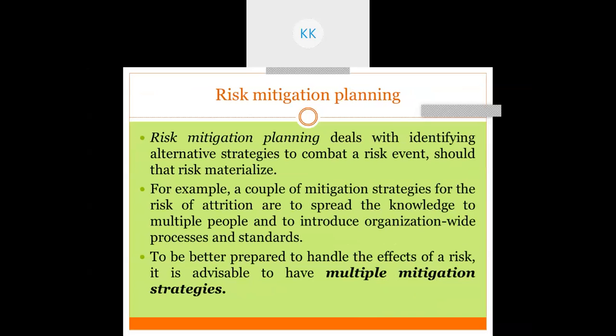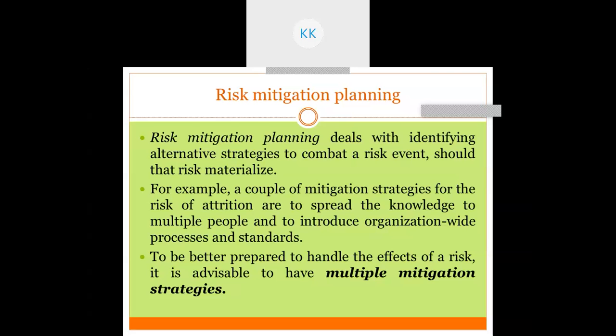Then risk mitigation is there. Risk mitigation planning deals with identifying alternative strategy to combat a risk event should the risk materialize. If the risk occurs, to minimize the impact of the risk, what you can do. For example, a couple of mitigation strategies for the risk of attrition are to spread the knowledge to multiple people and to introduce organization-wide process and standard. You can standardize some standard. You can have multiple copies for a particular thing.